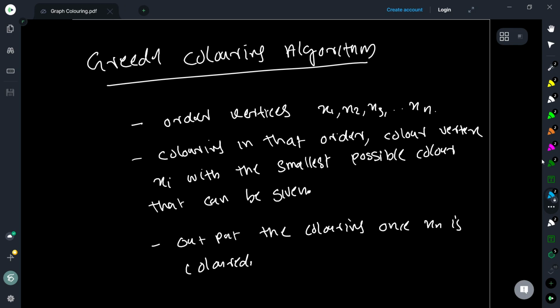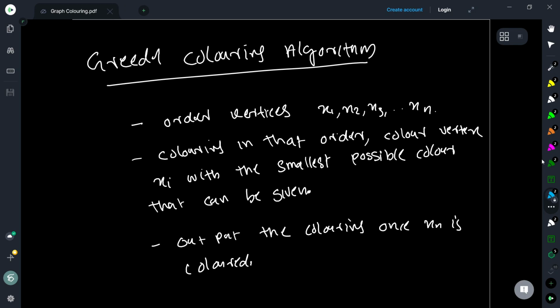Now, suppose you want to say, okay, at the first step I want to come up with some proper coloring of the graph. So how do you go about doing this? One method that one can always think about is what is called the greedy approach. It may not give the best result, but it will give you some result. So what is the greedy approach?